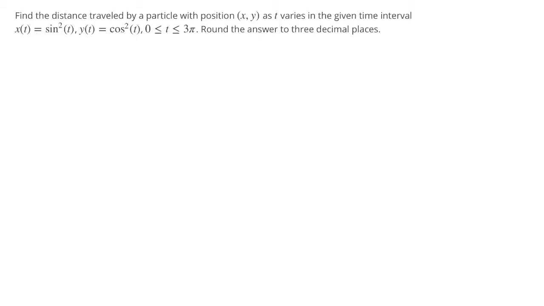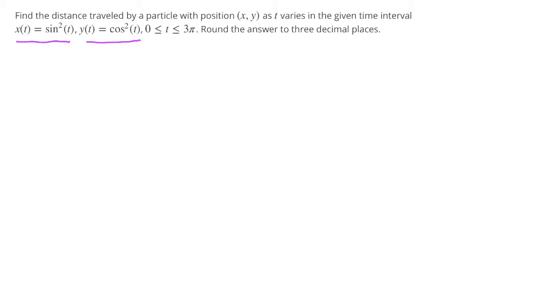Greetings, everybody. So in this problem, we're asked to find the distance traveled by a particle with position x, y, as t varies in the time interval between 0 and 3 pi, where x is going to be given by sine squared and y is going to be given by cosine squared.